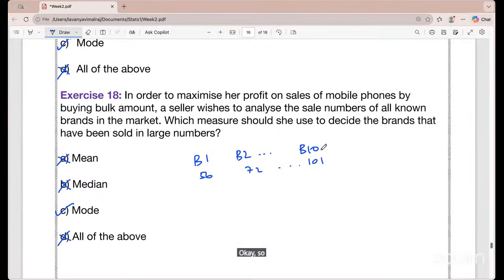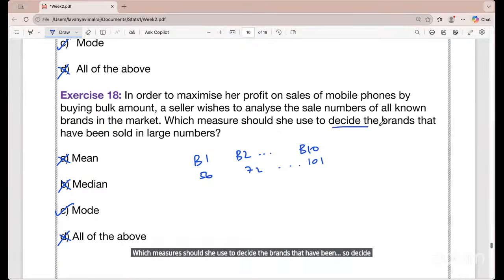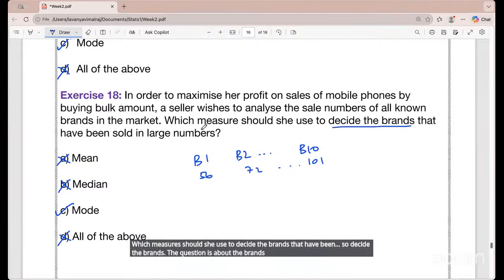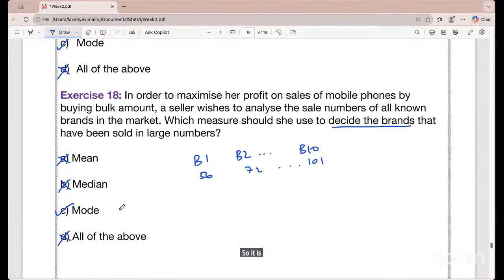So here the question says the brands sold in large numbers, so that's why it is mode. Which measure should she use to decide the brands that have been sold in large numbers? The question is about the brands sold in large numbers. Yes, understood.